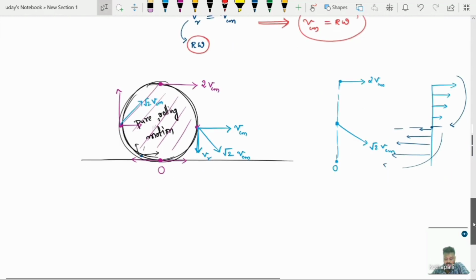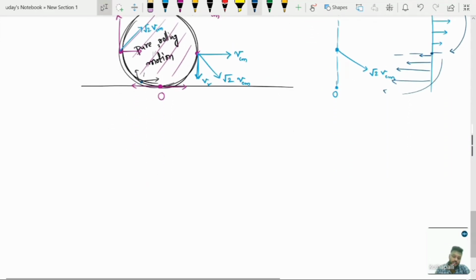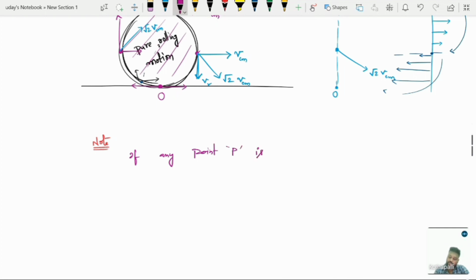Apart from this, one more note point is there in the same concept. That note point is, if any point P is at a distance x, which is less than the radius, at an angle, at an instant you take, with angle theta.